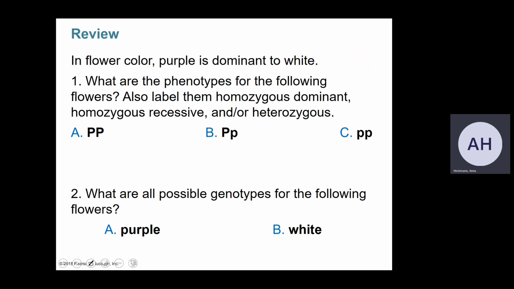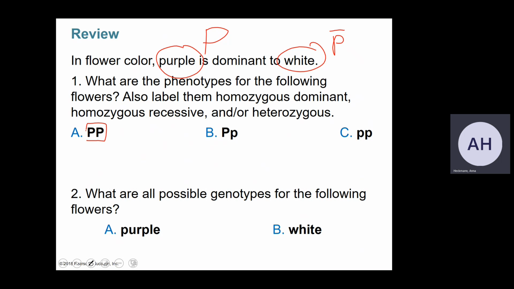Here's some review. In flower color, purple is dominant to white. What are the phenotypes for the following flowers? Also label them homozygous dominant, homozygous recessive, and or heterozygous. Okay, so purple is dominant to white. So if purple is dominant, that means we're going to represent purple with a capital letter and white being recessive with a lowercase letter.